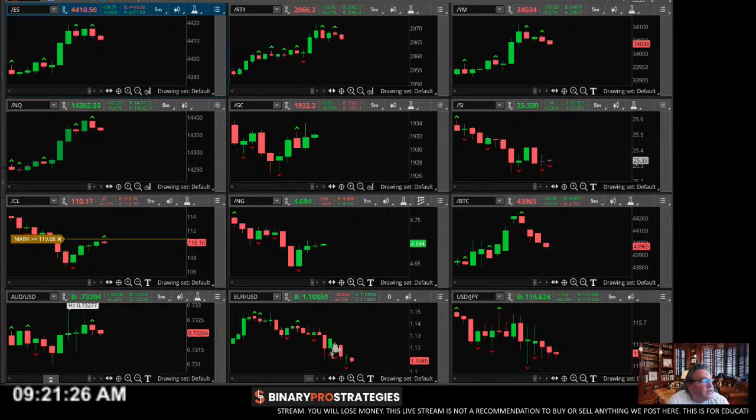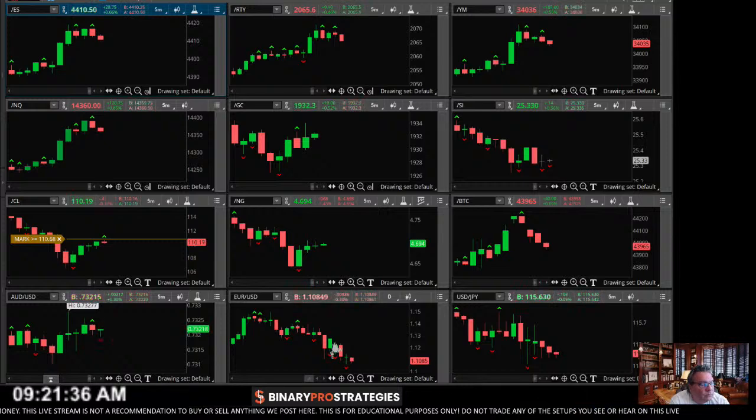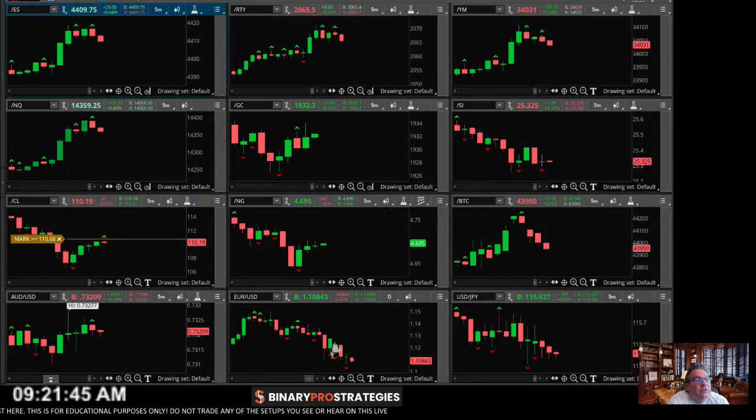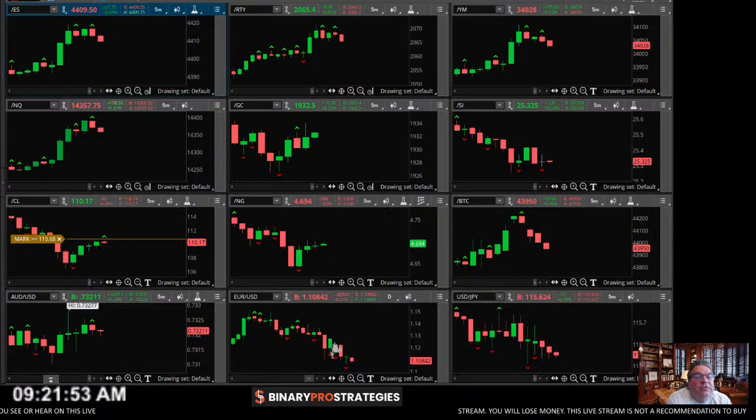Still nothing on the indices. Don't have anything on gold. Don't have anything on silver. We are getting a buy on the Aussie US. This is going to be a core setup. And that's going to be a 73.21.